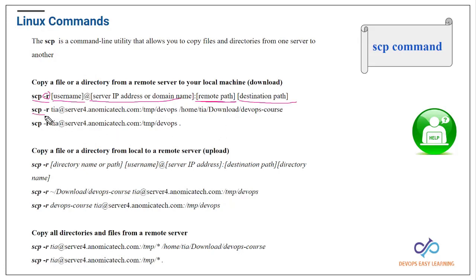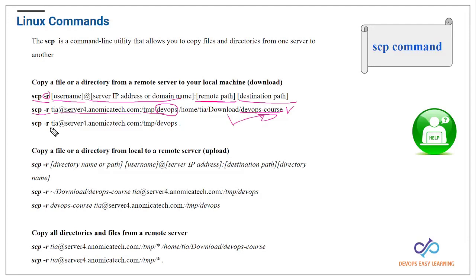For example here, scp -r, I want to use the username Tia, and I'm going to server4.anomikatech.com, in the temp directory. I want to download this folder, the directory called DevOps, and put that directory in my download folder, and I can also change the name when I download something, or I can decide to keep the same name. I can keep DevOps here, or I can put DevOps course. It doesn't really matter. It's going to take the whole content of DevOps and put it here in DevOps course, which is in my home, on my desktop within my local computer.